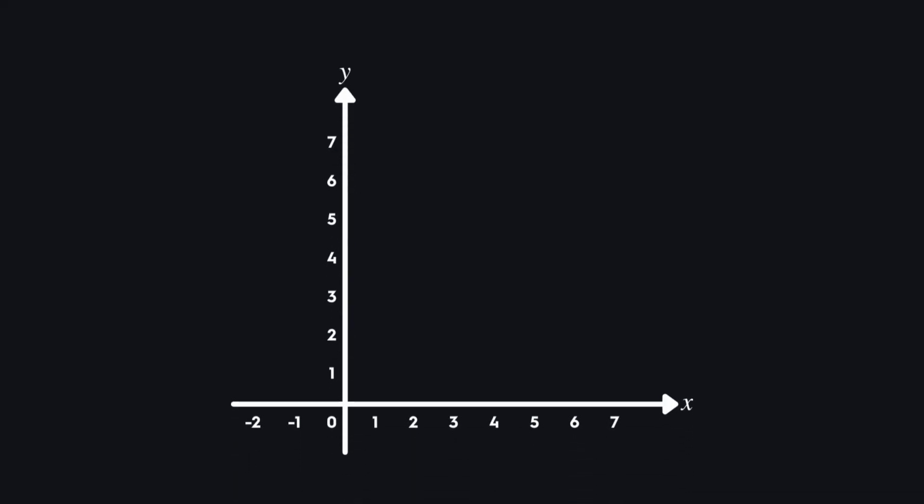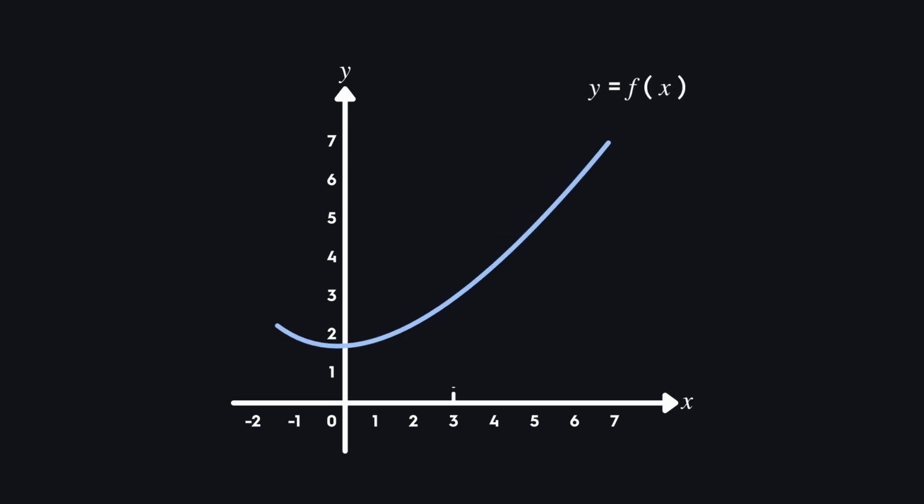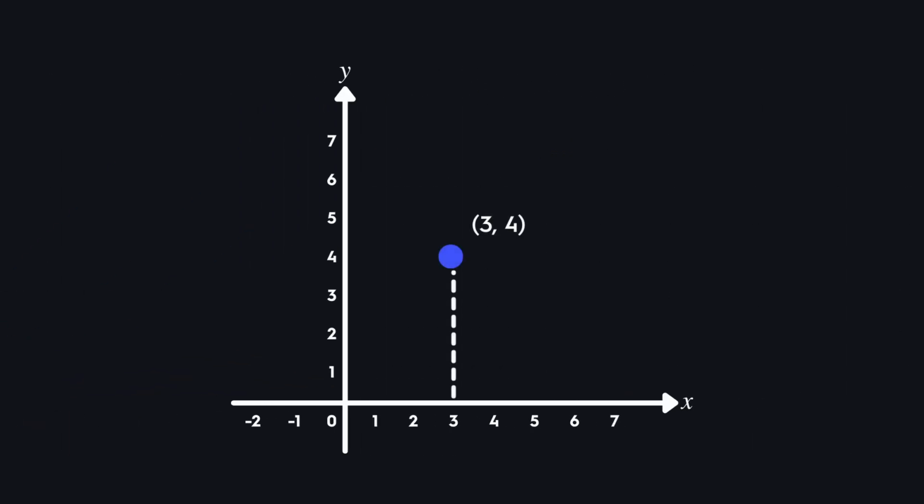Let's start with a big idea. In function notation, f of x means the y value that matches a given x value. So if a graph shows the point 3, 4, that's another way of saying f of 3 equals 4. A point x, y on the graph tells you that f of x equals y.